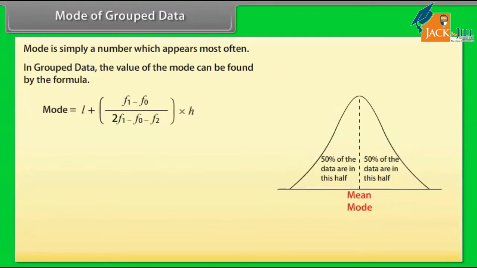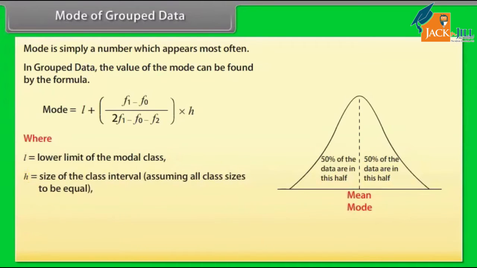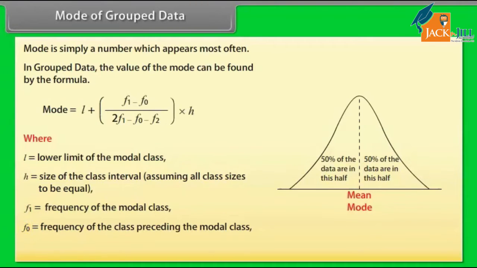L plus F1 minus F0, that is divided by 2F1 minus F0 minus F2, multiplied by H, where L is equal to lower limit of the modal class, H is equal to size of the class interval, assuming all class sizes to be equal. F1 equals frequency of the modal class. F0 is equal to frequency of the class preceding the modal class. F2 is equal to frequency of the class succeeding the modal class.